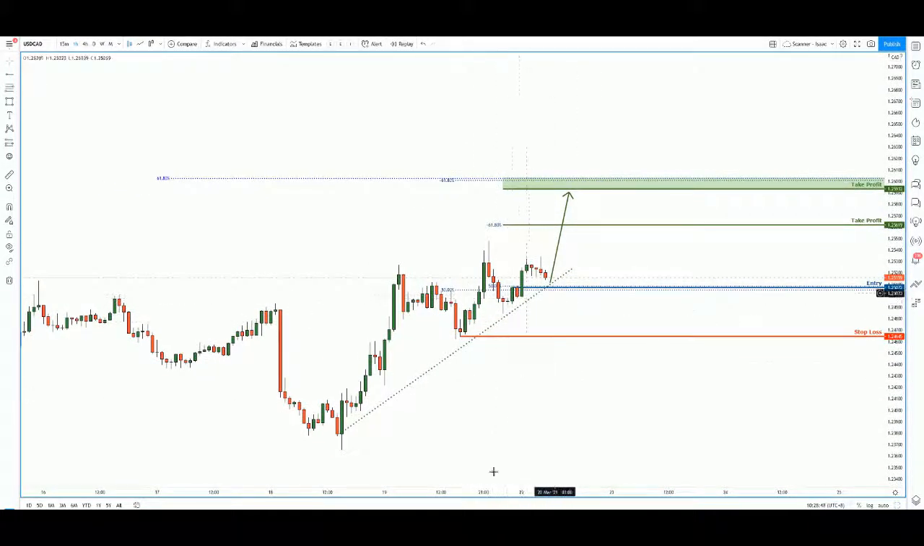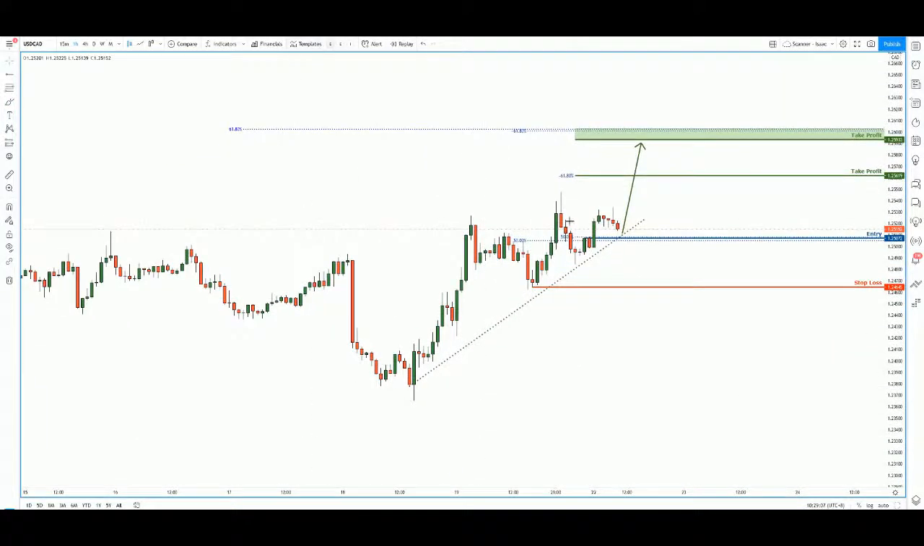Because if price were to break below here, it doesn't mean anything. But if price breaks below here, it will have broken below the ascending trend line support. It's also making a lower low. So this is why I put the stop loss there.